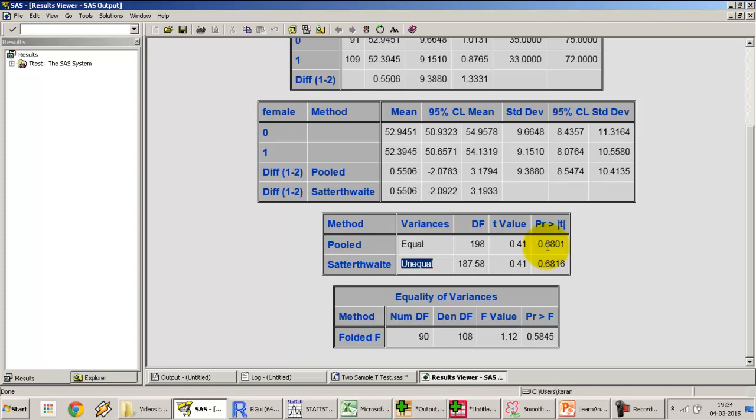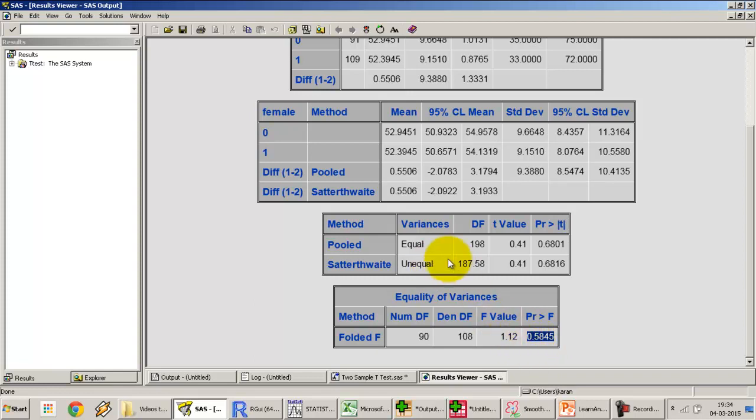Right? So how do we know which one of these to take? An easy method is to look at the equality of variances test over here. It's given in SAS. The null hypothesis for this test is that the two samples have the same variance. Alternative, the two samples have different variances. We can see the p-value for this is actually higher than alpha.